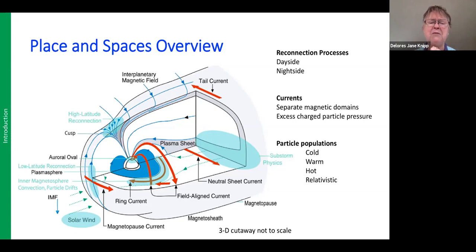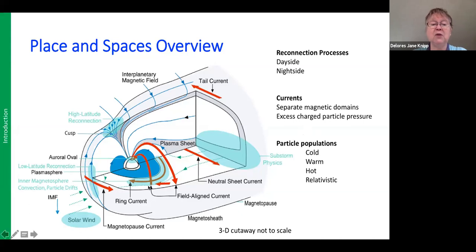I'll spend most of my time talking about particle behavior, but that particle behavior is being driven by dayside and nightside reconnection. Those are topics that both Dana and Amitava have brought up. Those are our energy sources for driving currents or particle populations. I'm not going to say so much about the currents in the sequence that I have, but I do have backup slides if we want to talk about those.